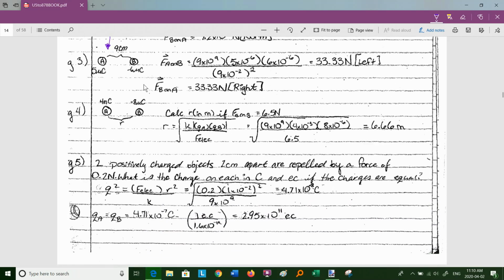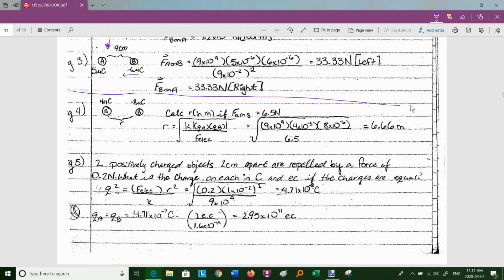Example 3. We have A and B, two charges. A is 5 microcoulombs, B is -6. So here they're opposite charges, 9 centimeters from each other. A is going to bring B towards it. It says, hey B, come my way. So B is directed to the left. The force of A on B is 9 by 10 to the 9th times 5 by 10 to the -6 times 6 by 10 to the -6 over 9 by 10 to the -2 squared. So 33.33 newtons to the left, and B on A would be 33.33 newtons to the right.